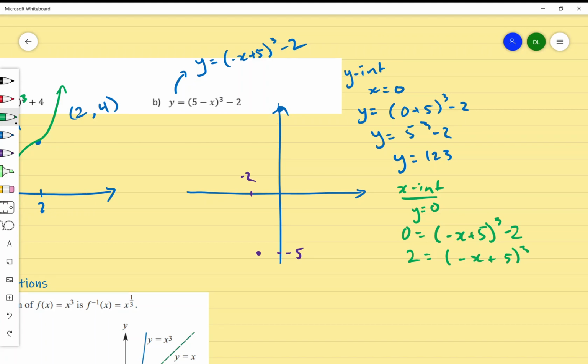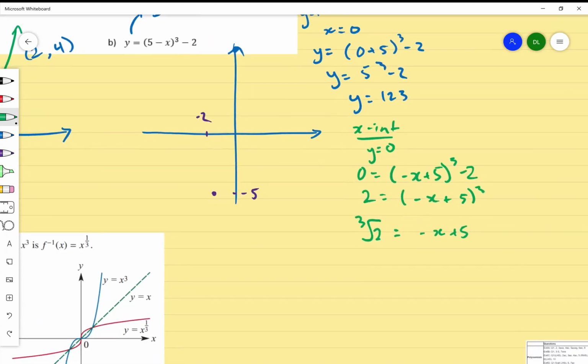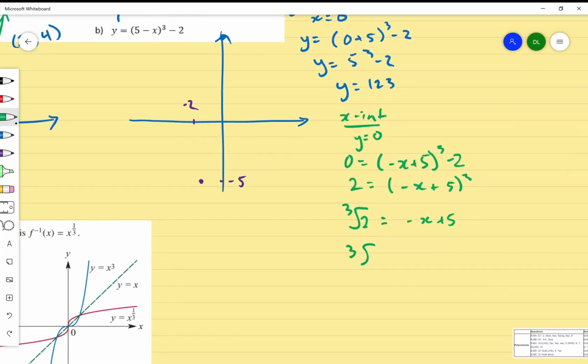Cube rooting. You don't actually need to know how to solve that. You just leave it as cube root, equals negative x plus 5. I'm going to take away 5 on both sides, so 3 root 2 minus 5 equals negative x. And then I'm going to multiply everything by negative 1. So negative 3 root 2 plus 5 equals x. I'm sorry, I meant cube root 2. So that's actually going to give us a different value.